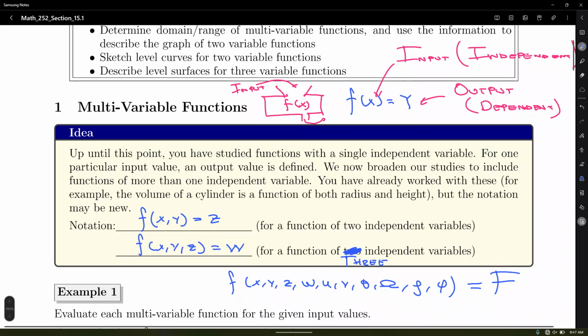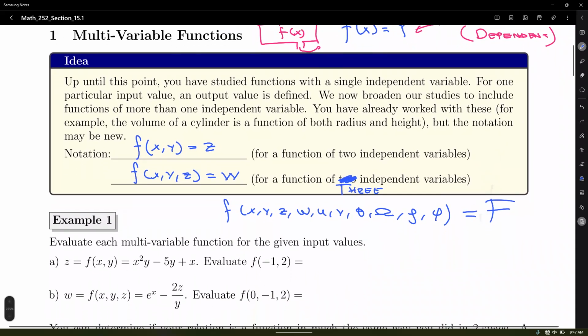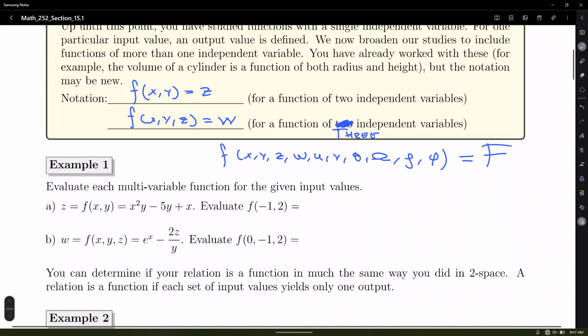Well, all right. How do we work with these functions? Well, the same way. Input, output, substitute, plug in. Let's have a look at a couple of examples. Evaluate each multivariable function for the given input value. So we're given the function z defined as f of x, y. That is, the inputs are x and y. That is, it's a two-variable function, and the output will be one single variable. So all we're going to do is substitute -1 wherever you see the letter x, and 2 wherever you see the letter y. As easy as plug and check, right?